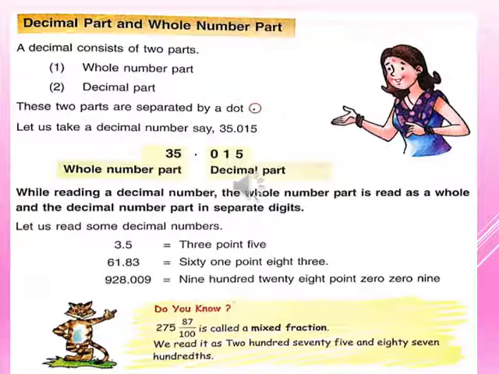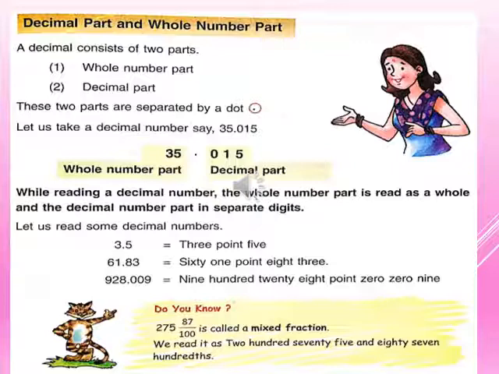Here 3.5 is there. So what is the whole number part? The whole number part is 3 and the decimal part is 5. So how will you read it? 3 point 5. Now the second number is 61.83, but we will not read it as sixty-one point eighty-three. That is a wrong reading. We have to read this number as 61 point 8 3. 61 is the whole part and 83 is the decimal part.